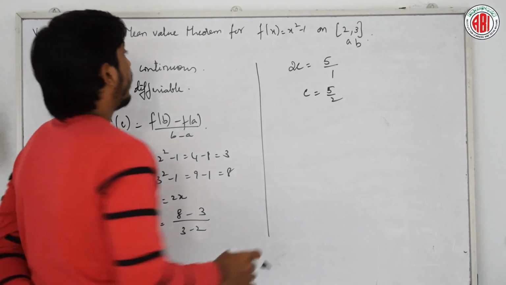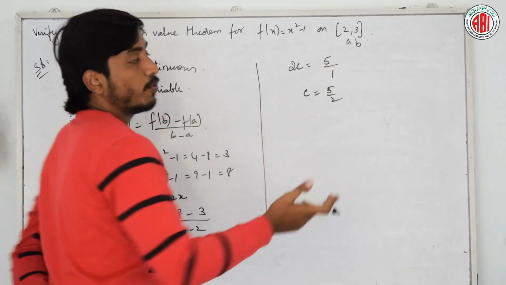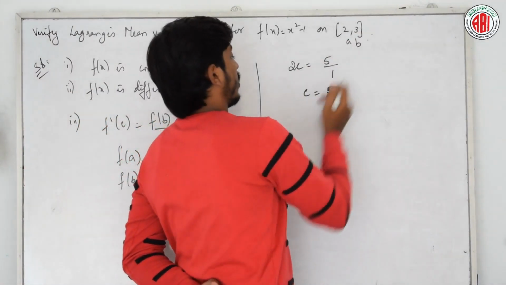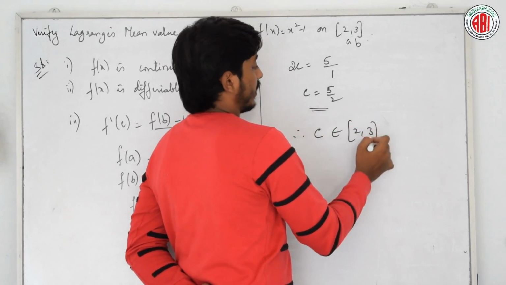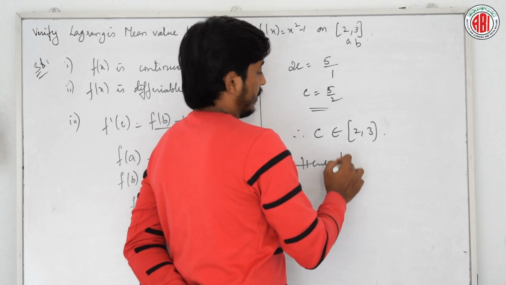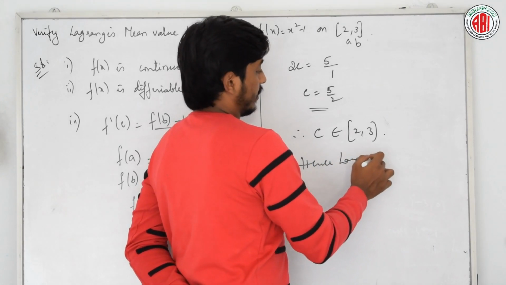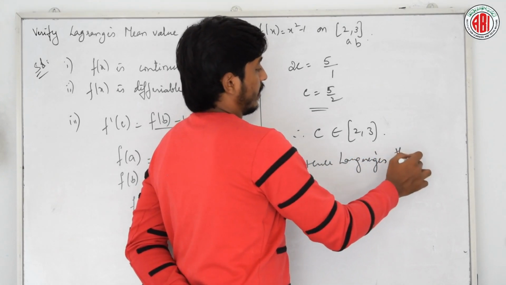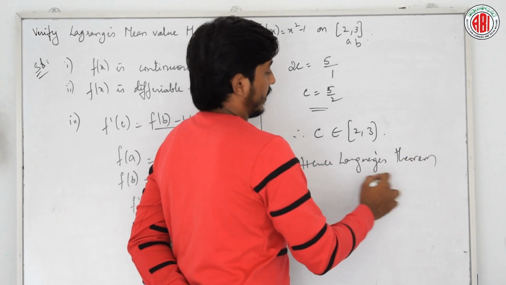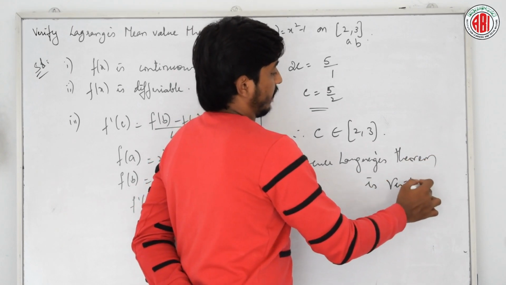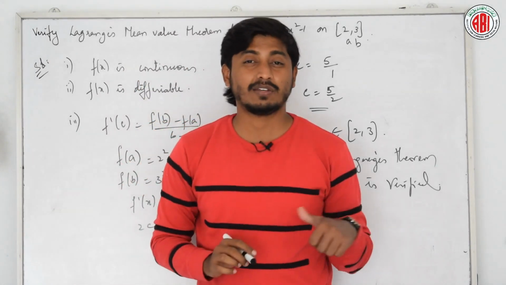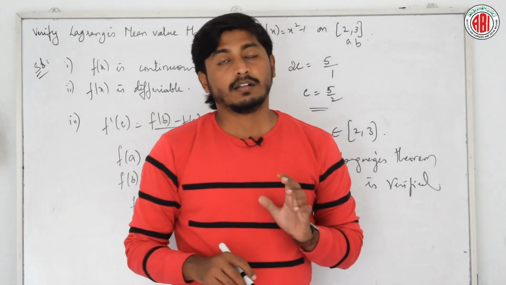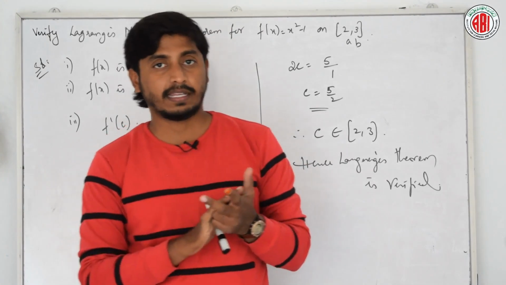Is it right? 5 by 2 is nothing but 2.5. It obviously lies between these two numbers. So, therefore, c belongs to 2 comma 3. Hence, Lagrange's theorem is verified. Clear? Did you understand this mean value theorem? Clear? What is it? Rolle's theorem and Lagrange's theorem.